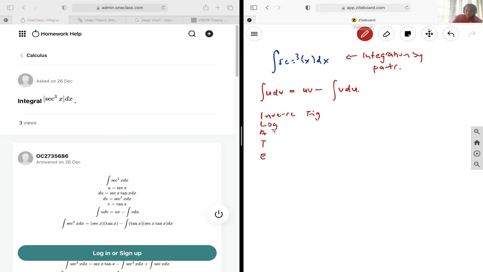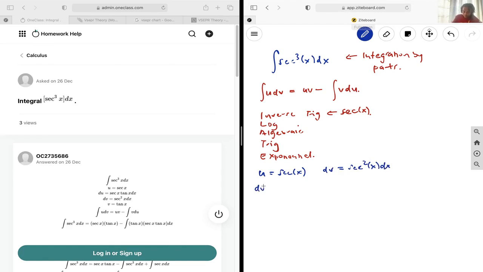Inverse trig, logarithmic, algebraic, trig functions, and exponential functions. Okay, and so we see that we have the trig function of secant x. And so we are going to state that u is equal to secant x, and dv is going to be equal to secant squared x dx.